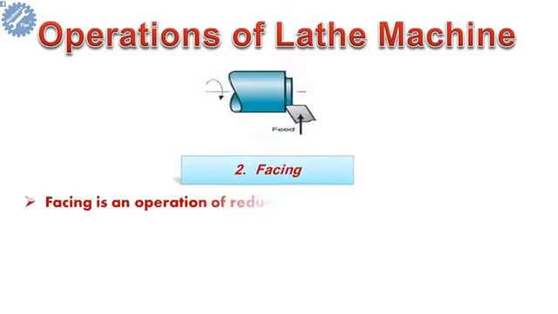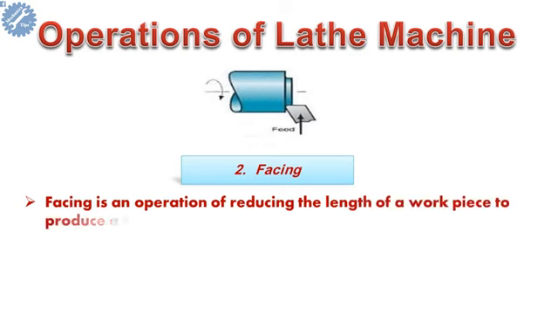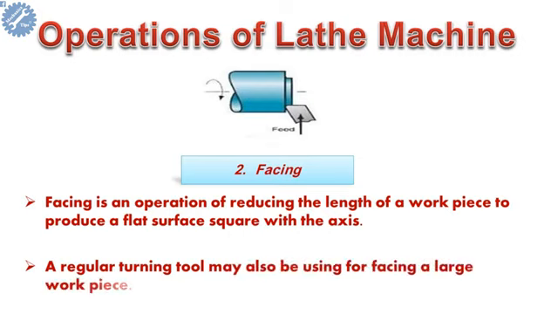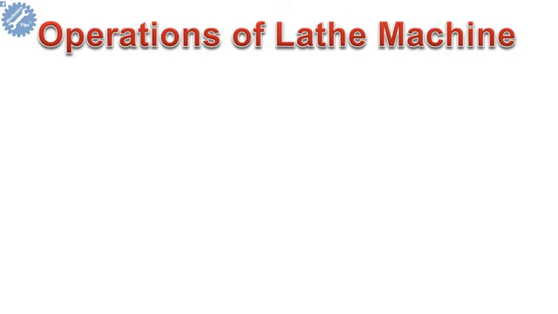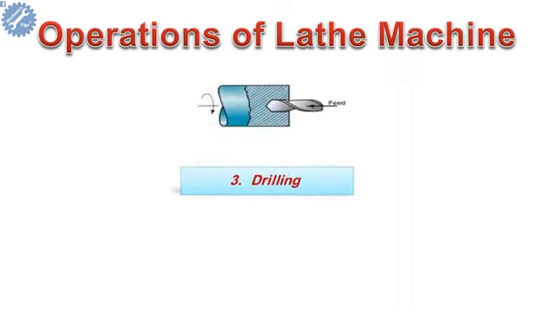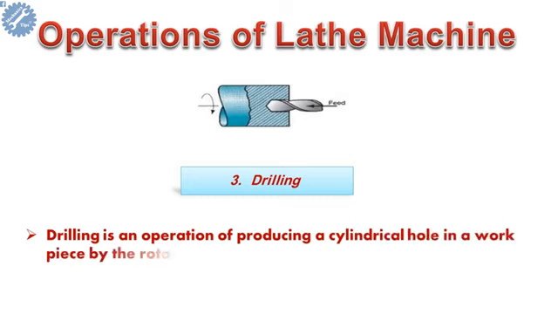Facing is an operation of reducing the length of the workpiece to produce a flat surface square with the axis. A regular turning tool may also be used for facing a large workpiece. Drilling is an operation of producing a cylindrical hole in a workpiece by the rotating cutting edge of a cutter known as the drill.